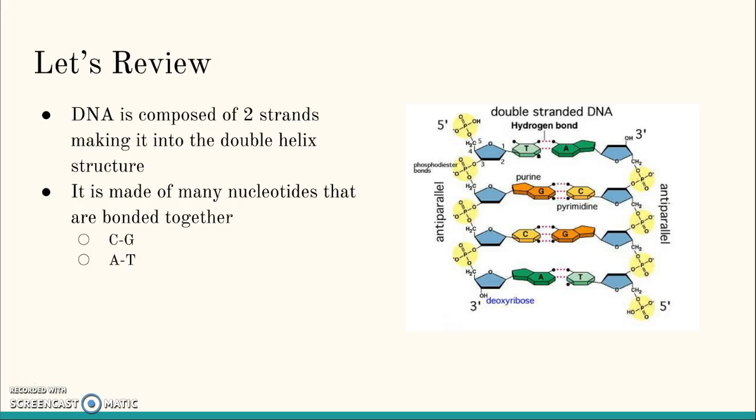So remember that DNA, like I just said, is composed of 2 strands and it's made into the double helix. Now, it has those nucleotides, which have the phosphate, the 5-carbon sugar, which in DNA is deoxyribose, and then a nitrogenous base. Those nitrogenous bases can be cytosine, guanine, adenine, or thymine. And remember that cytosine bonds to guanine and adenine bonds to thymine. And if you recall, there are 3 hydrogen bonds between cytosine and guanine and 2 bonds between adenine and thymine.